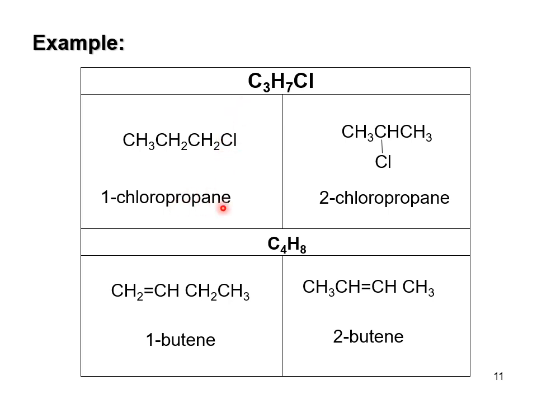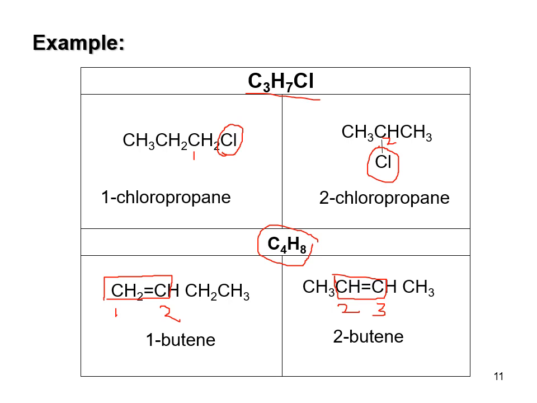1-chloropropane, 2-chloropropane, with the molecular formula C3H7Cl. We notice this chlorine atom is at position number 1, and this chlorine atom is at position number 2. Even though they have the same molecular formula, the position of the functional group, this halogen atom, is different. For this one also the same. The carbon-carbon double bond is the functional group at position C1 and C2. This one, carbon-carbon double bond as well, but the position is at C2, C3. They have the same molecular formula C4H8, but the position of the functional group, the carbon-carbon double bond, is different.